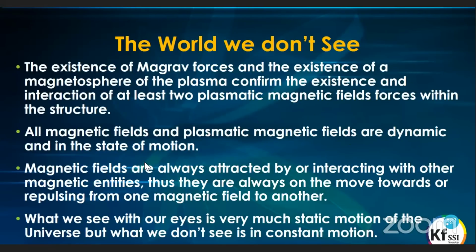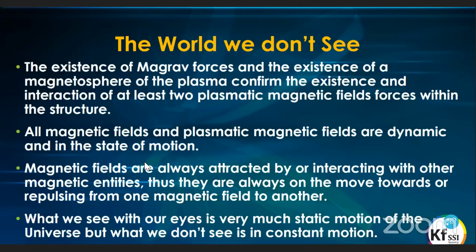The existence of magnetic gravitational forces and the existence of a magnetosphere of the plasma confirm the existence and interaction of at least two plasmatic magnetic field forces within that structure. So all the magnetic fields and plasmatic magnetic fields are dynamic and in a state of motion constantly. So these magnetic fields are always attracted by or interacting with other magnetic entities. Thus, they're always on the move towards or repulsing from one magnetic field to another.